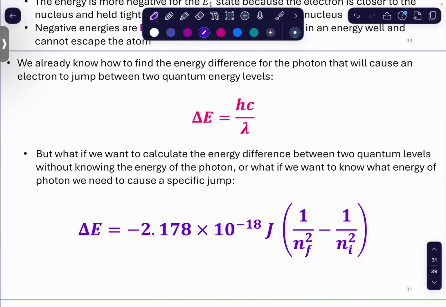So of course, we know that we have our Planck equation, our delta E equals hc over lambda. But when Bohr was working with his model, he ended up finding that delta E, the energy between two individual states, is going to be your negative 2.178 times 10 to the negative 18th joules multiplied by 1 over n final squared minus 1 over n initial squared. Again, n is going to be that principal quantum number or the energy level you're at.